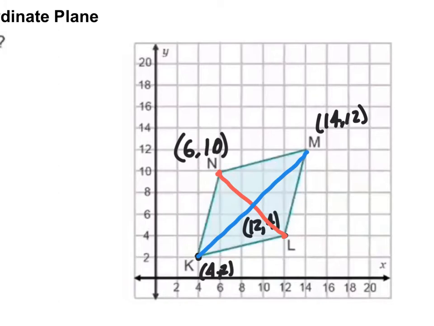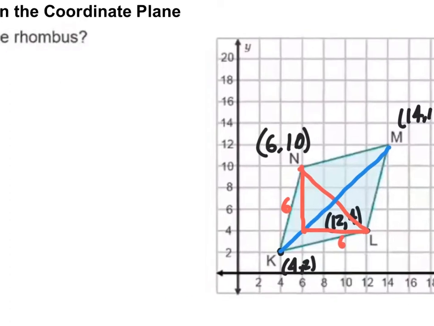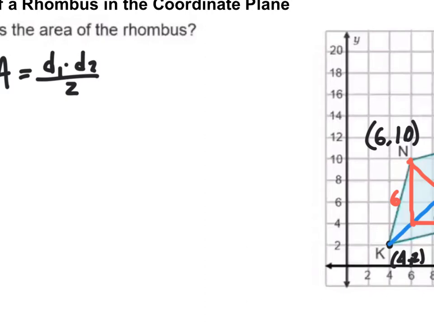So NL, I'll call that d sub 1, and I'm going to draw a right triangle to figure out what those lengths are. This is a length of 6 here, and then this is a length of 6, from 6 to 12. So I have that, that's good. Let's write down NL, just trying to find that.